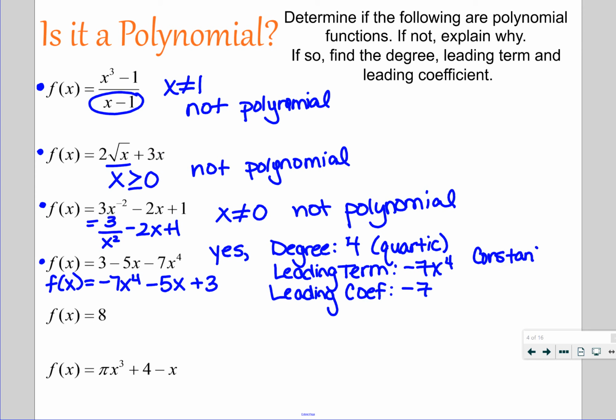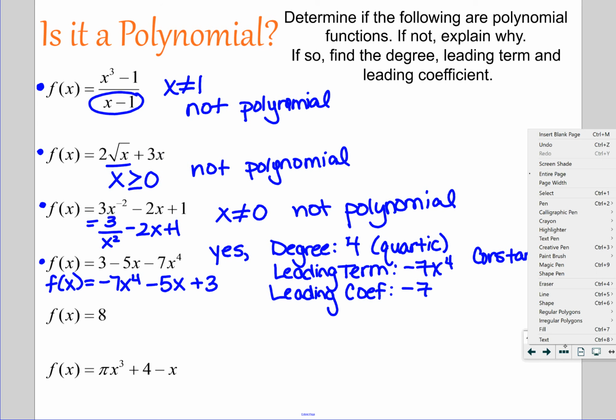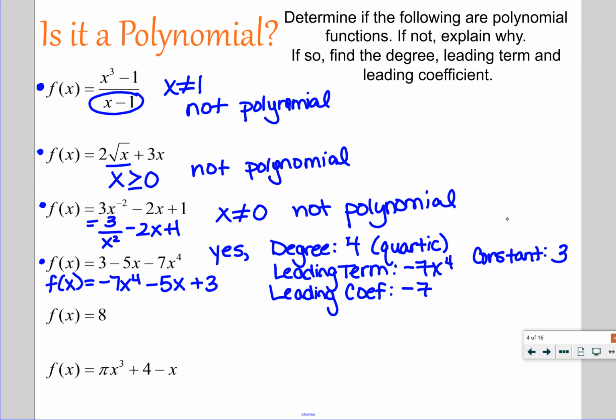The constant is the number that does not have a variable. So here our constant is 3. Okay, let's look at the next one. We have f of x equals 8. So think of it as y equals 8. That's a horizontal line. Remember, that was one of our special cases. So yes, it is a polynomial.